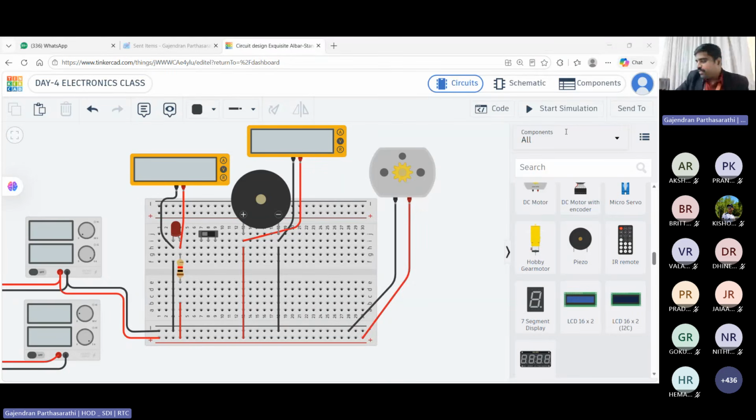Okay. So shall we jump into the Arduino part? How can we play with these things? Shall we jump into the Arduino part?